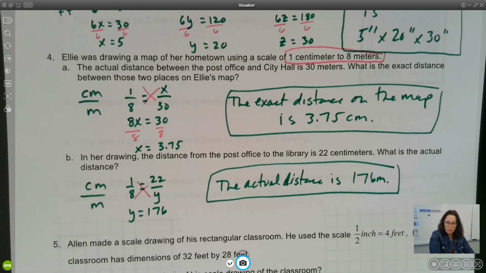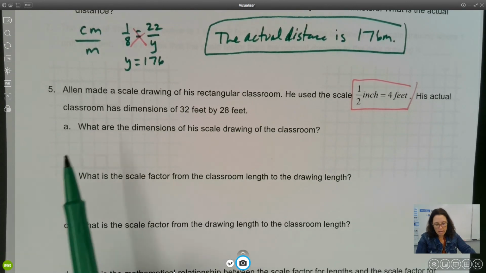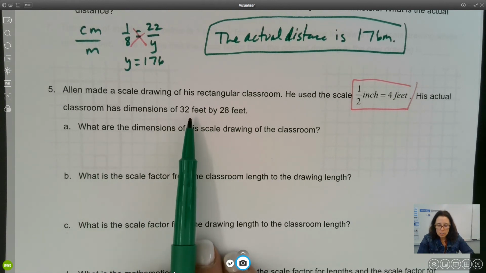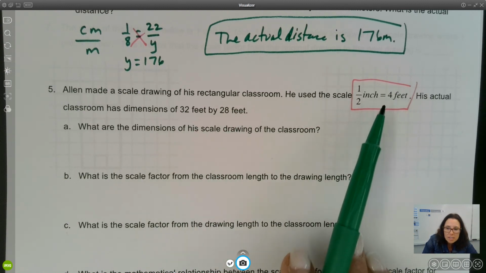Alan made a scale drawing of his rectangular classroom. He used a scale 1/2 inch equals 4 feet. His actual classroom is 32 feet by 28 feet. What are the dimensions of a scale drawing? Okay, we are given both of these measurements in feet, so we have two problems to solve in this part A. We have to find what 32 feet is in inches, and then separately we have to find out what 28 feet is in inches using this scale.